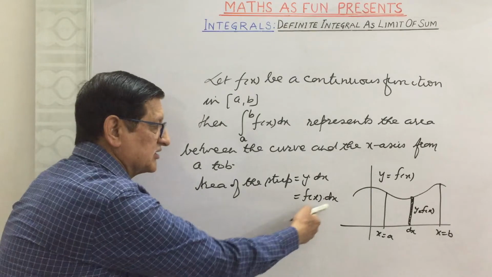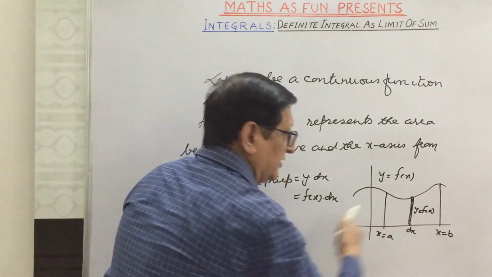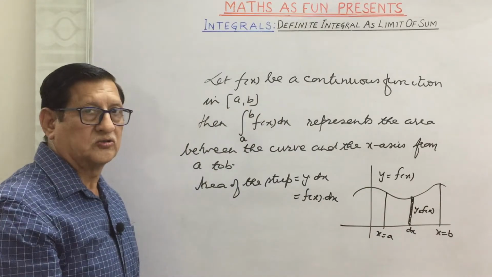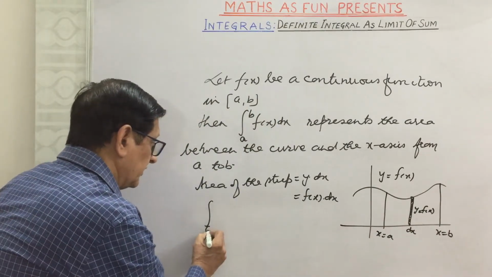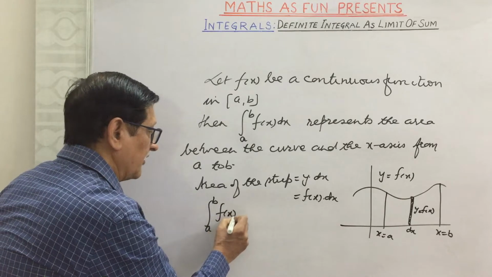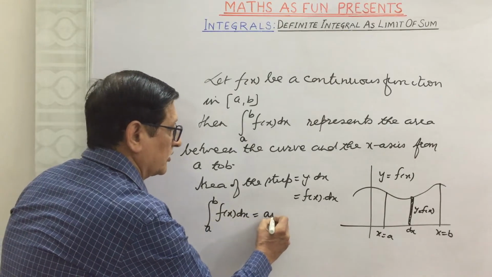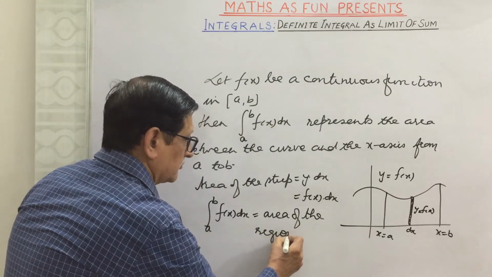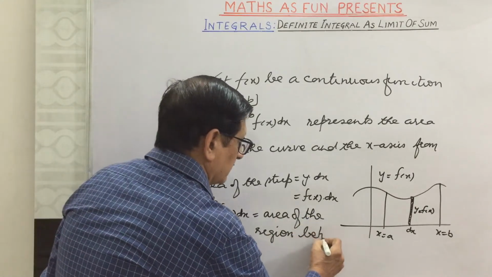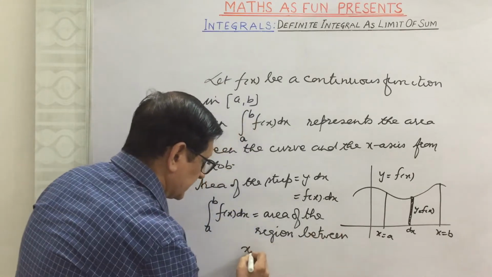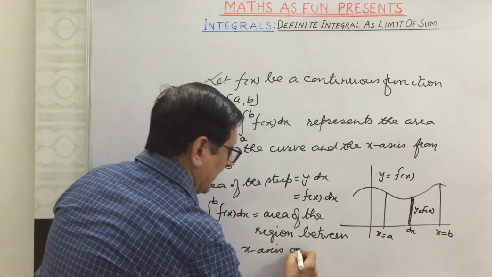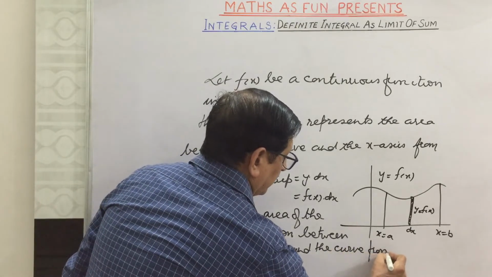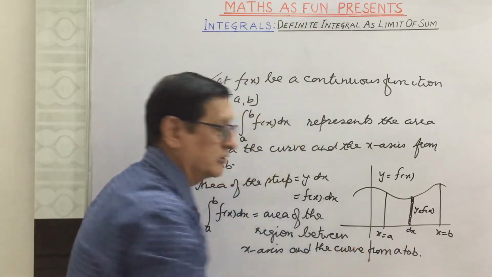Now if we integrate this particular function from a to b, will it cover the complete area of this region or not? So we can say that the integral from a to b of f(x) dx is equal to the area of the region between the x-axis and the curve from a to b, or not.